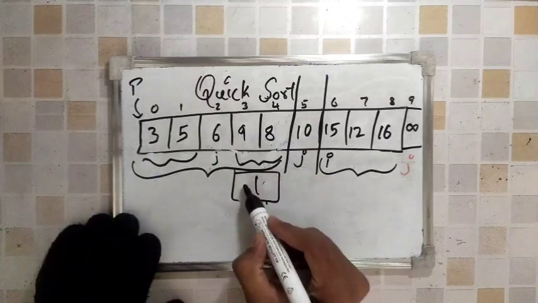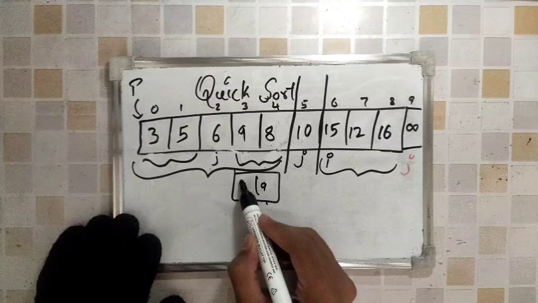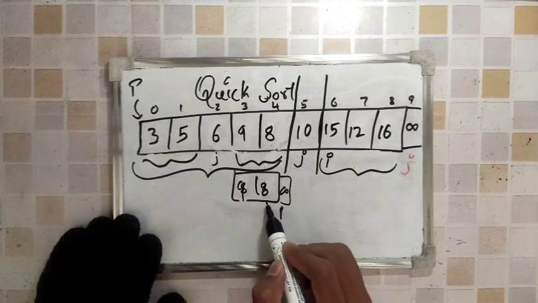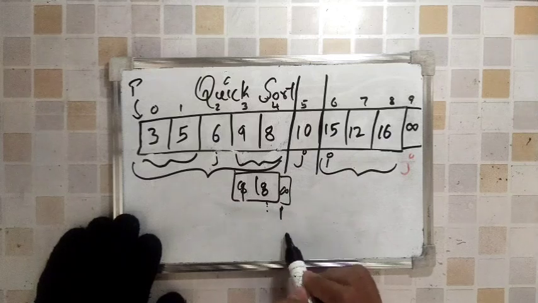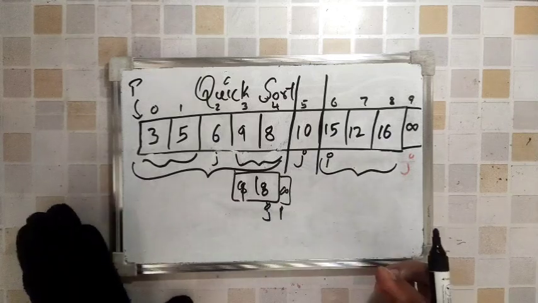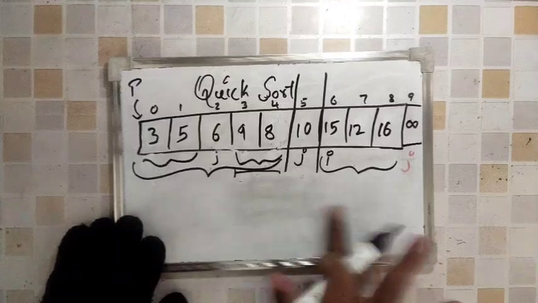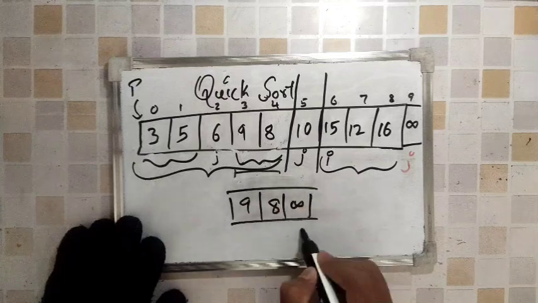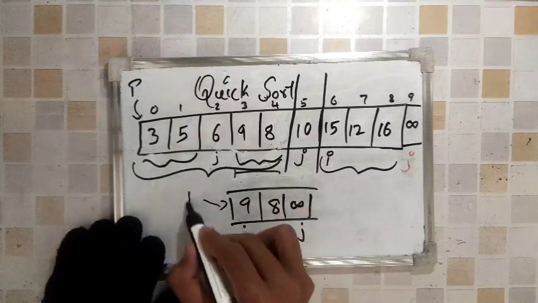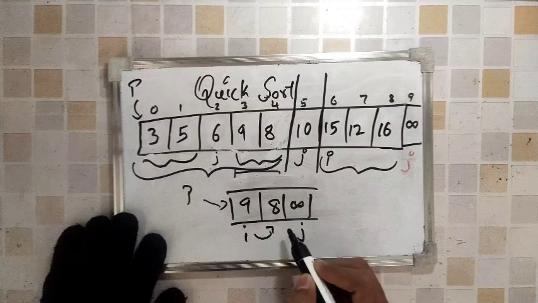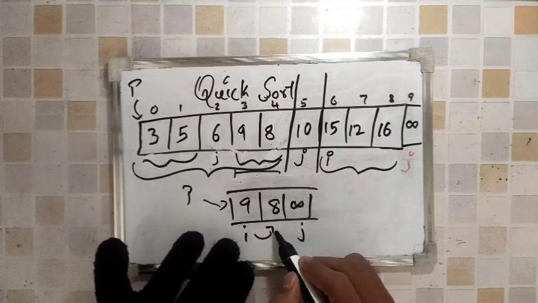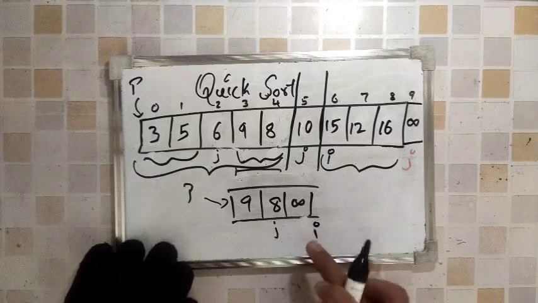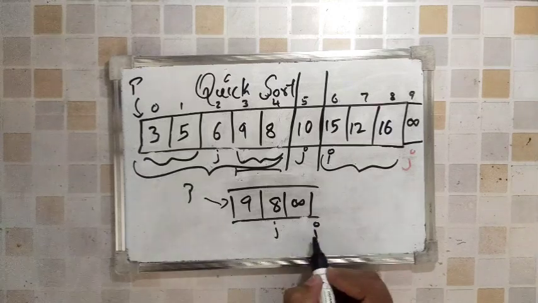I'll just show you once again. 8 9. Sorry, I showed the same. Here infinity, suppose. So i goes here, j was here, it comes here. Let me make it neat: 9, 8, infinity, with j and i, and this is the pivot. So i will increment, 8 is not greater than 9. Again i will increment, it comes to infinity, it is greater than 9. j will decrement, comes here, sees it is less, and also sees that it has crossed.